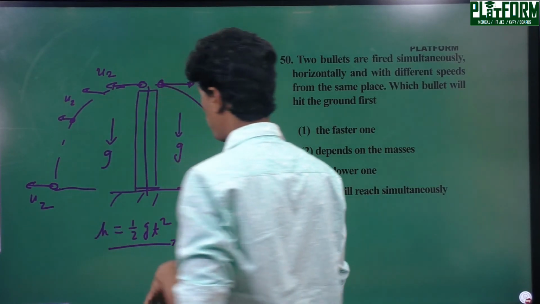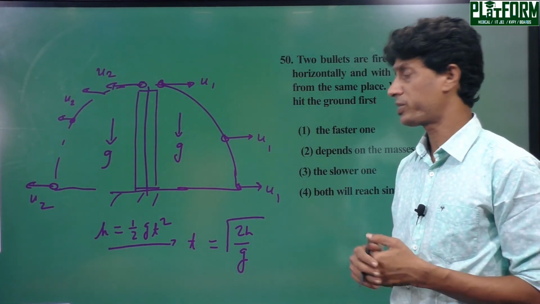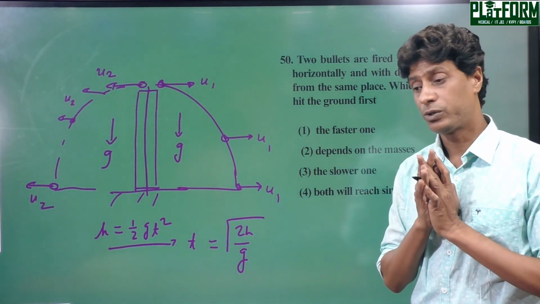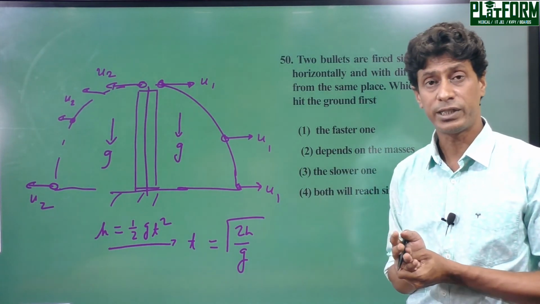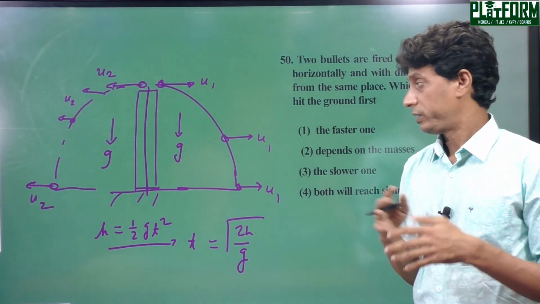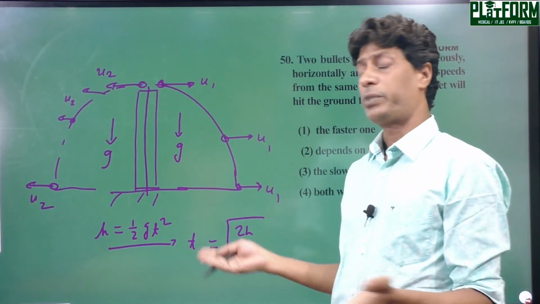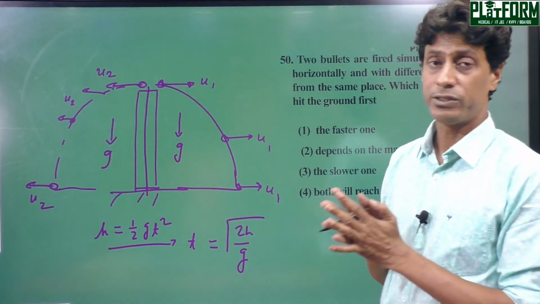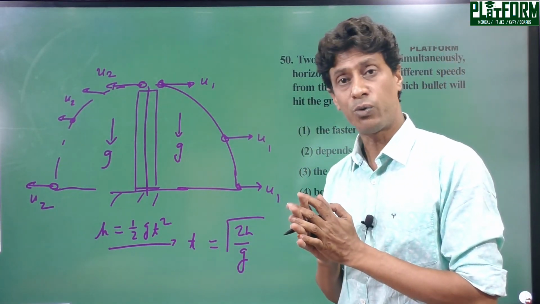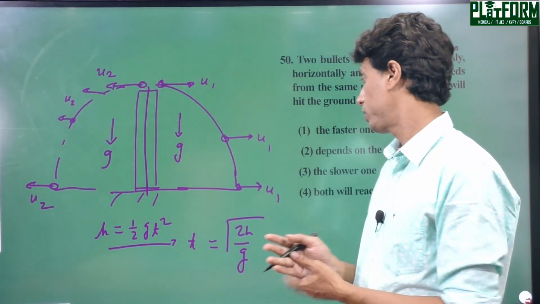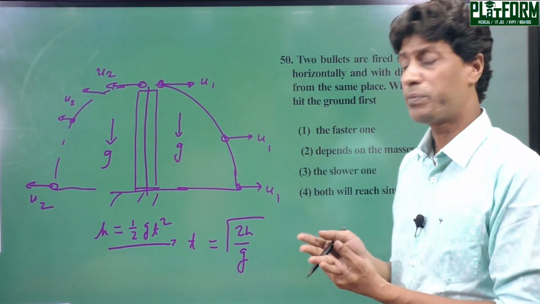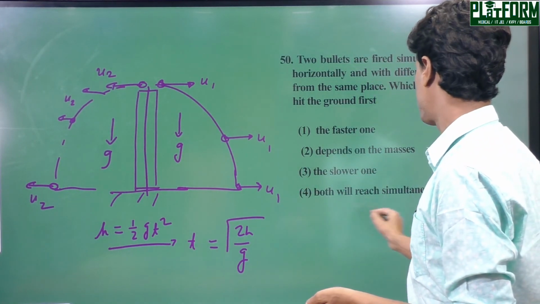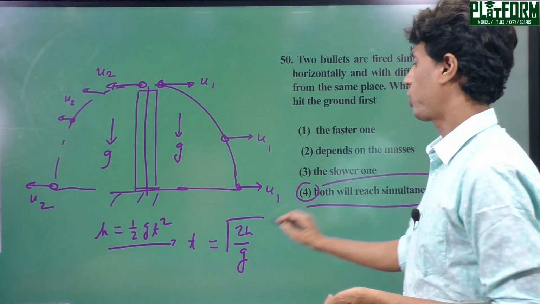So this question is based on a concept. You should have this concept: when particles are projected horizontally at different speeds, all the particles reach the ground simultaneously, at the same instant. But their ranges are different due to the different horizontal components of velocity. So both will reach simultaneously, and 4 is the right option here.